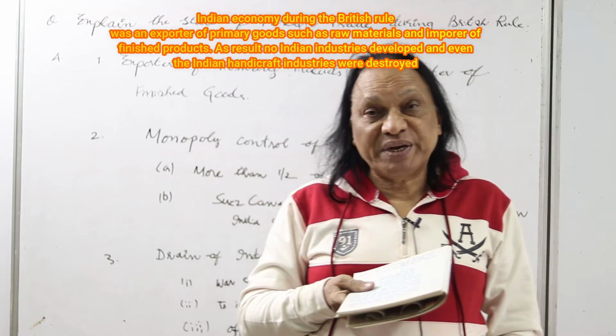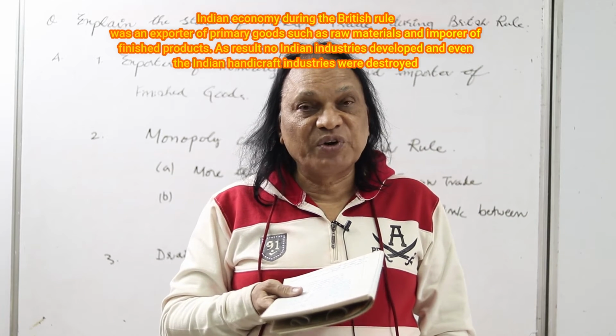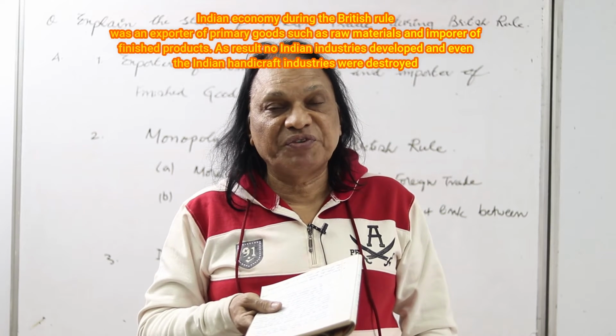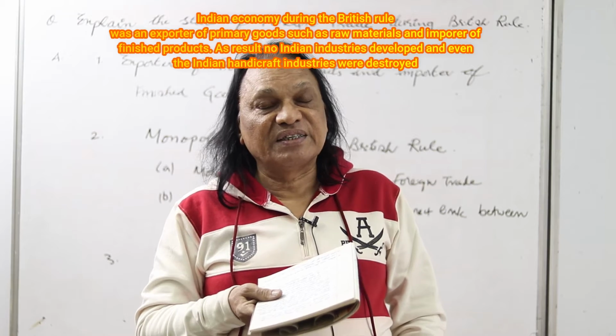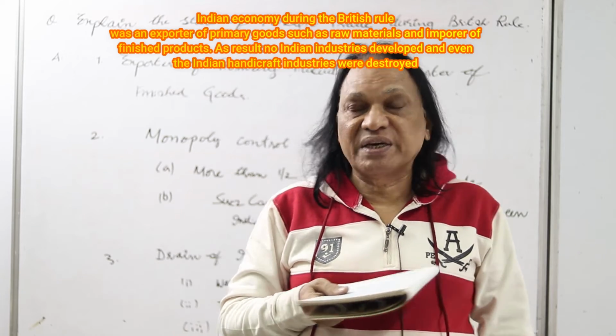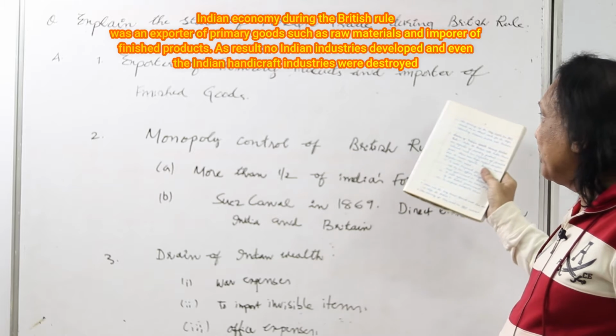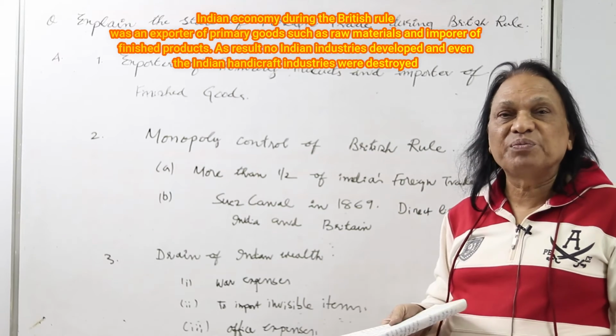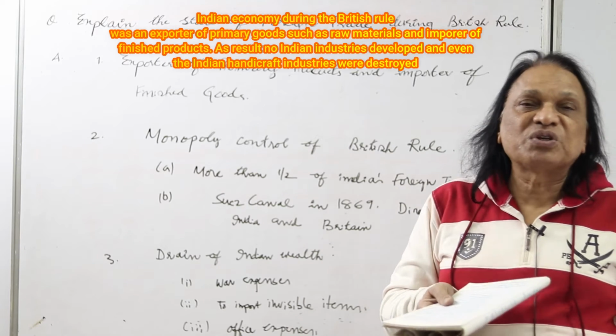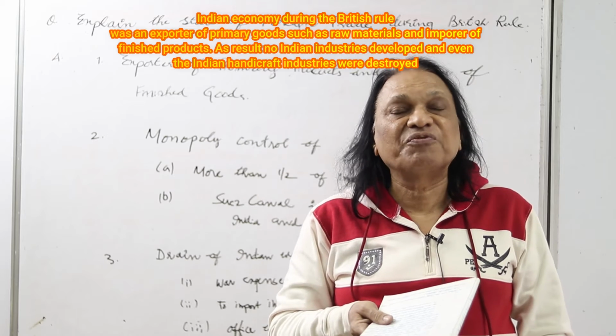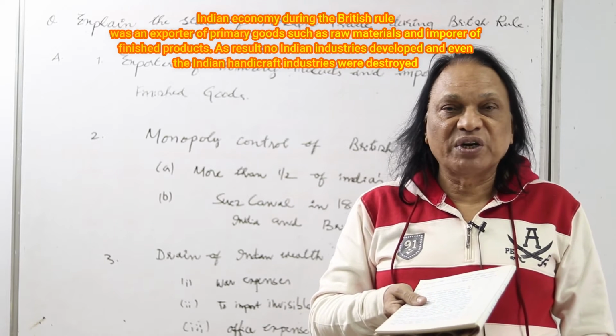So this way the economy can never develop. If we are exporting only raw materials and importing finished goods, the economy becomes dependent on the other country. So as the first point, in foreign trade, the Indian economy became an exclusive exporter of primary products and importer of finished goods. That's the foreign trade policy.